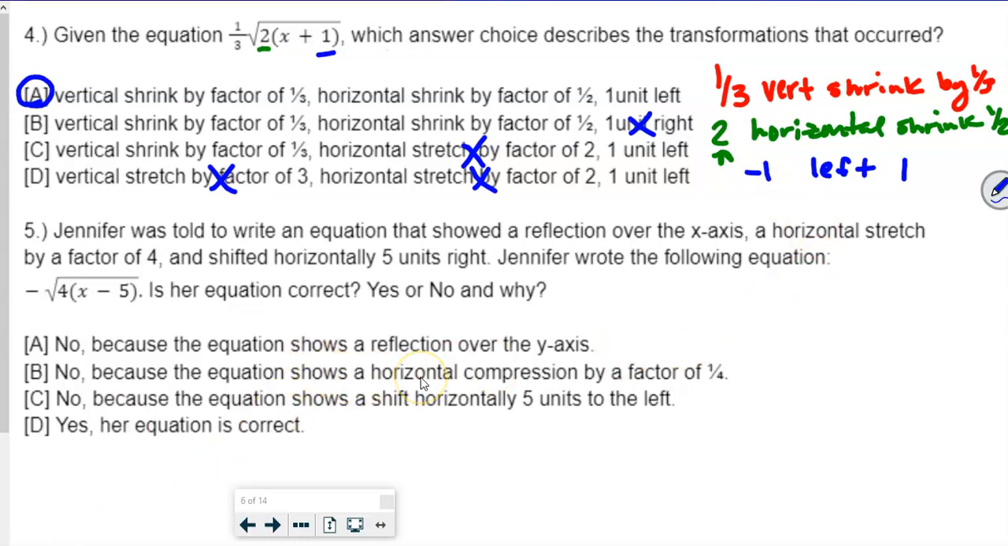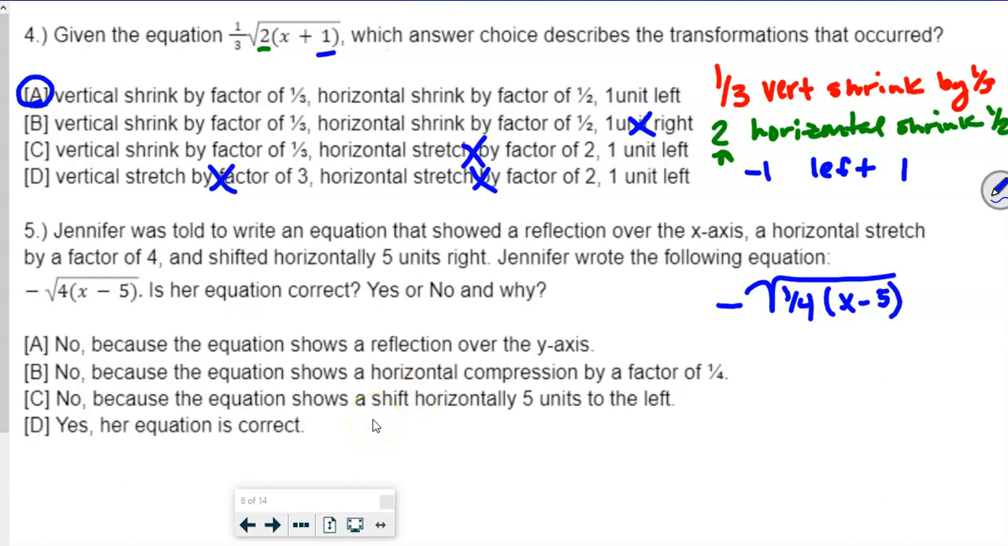All right, number 5 says Jennifer was told to write an equation that showed a reflection over the x-axis. So that means we're going to have a negative where? Out front, right? Okay, and then we got our radical. It says a horizontal stretch by a factor of 1/4. So this is horizontal. And if it's a stretch, remember, we're going to do the opposite under here, right? And then shifted horizontally 5 units to the right. So here again, we're doing the opposite. 5 right would be plus, right? So this is going to be minus. And then I didn't see anything about up or down.